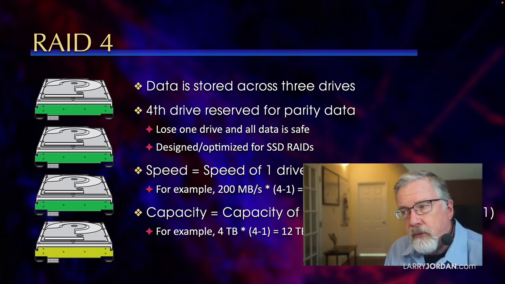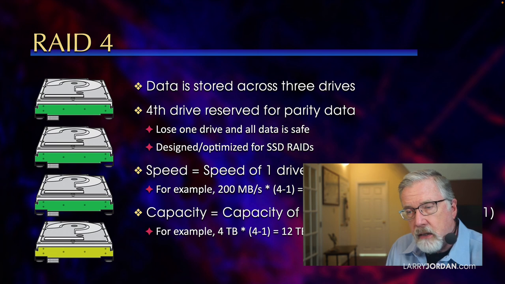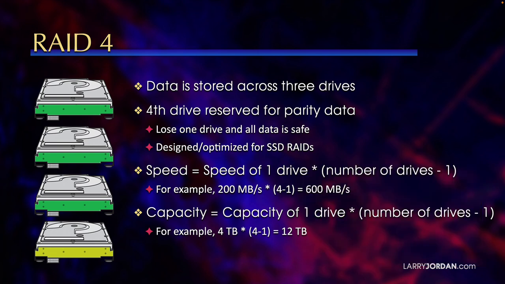RAID 4 is optimized for SSD RAIDs. It's the way the SSD reads the data that makes this an optimal form. The speed is calculated as the speed of one drive times the number of drives minus 1. That gives us 200 megabytes a second. 4 drives minus 1 is 3, so 600 megabytes per second of data transfer speed. The capacity is equal to the capacity of one drive times the number of drives minus 1. 12 terabytes in our example.